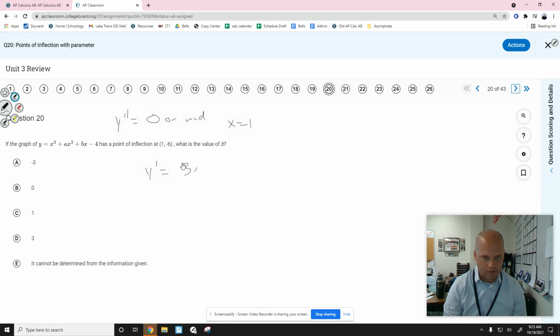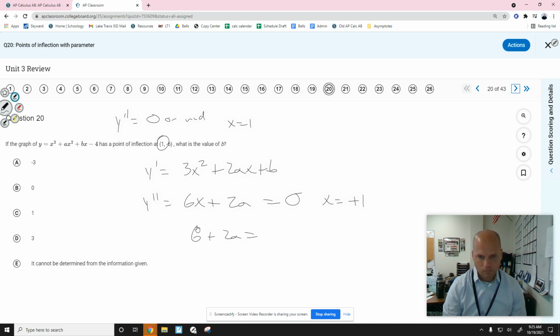Let's find our second derivative. I got 3x squared plus 2ax plus b. That's the first derivative. The second derivative is 6x plus 2a. This has to equal 0 when x is positive 1. So plugging in 1, I get a equals -3. Great. I want to circle that, but no. The question is, what is the value of b? Well, how do I find b?